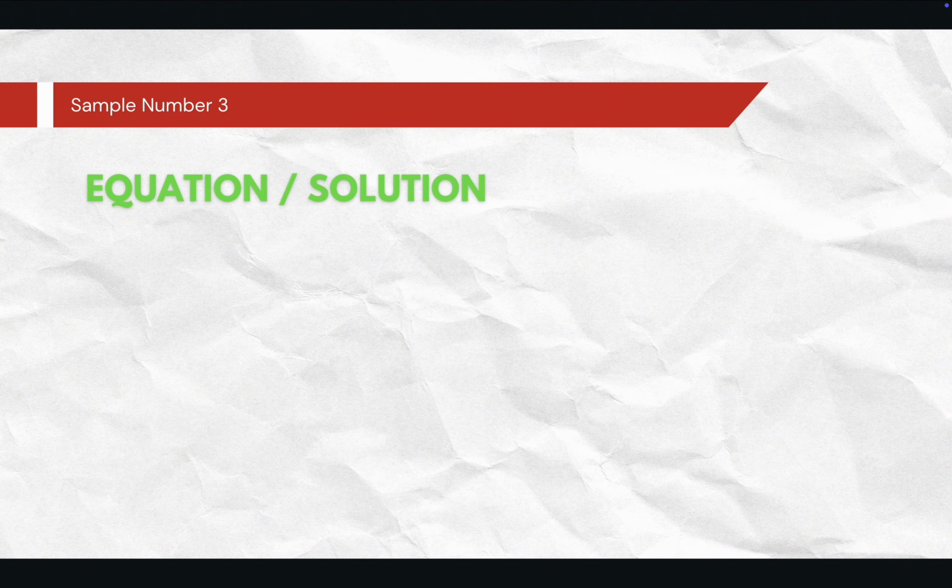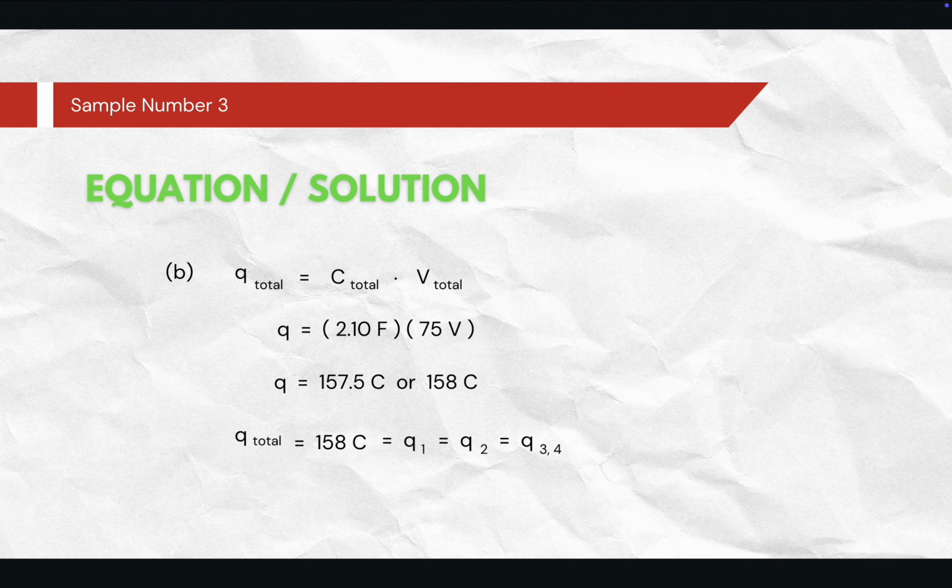Next is the charge stored. C total times V total. Yung nakuha natin kanina na total capacitance ng series, times natin dun sa given na volt. So, 2.10 F times 75 volts is equal to 157.5 C or pwede ring 158 C. Q subtotal is equal to 158 C is equal to Q sub 1, Q sub 2, Q sub 3, and 4. Ganun lang yun.